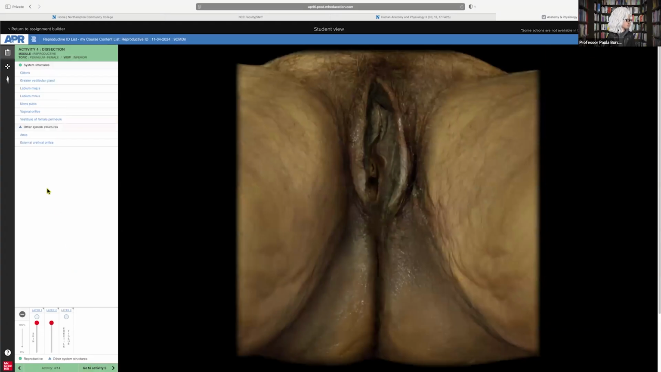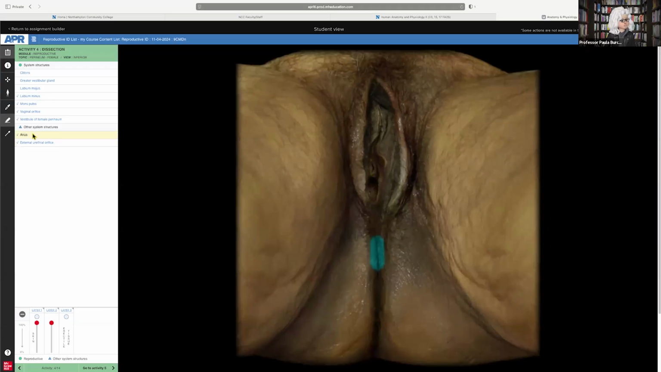This is looking at the external genitalia. Again, this is the mons pubis, that adipose tissue that is anterior to your pubic symphysis. The vestibule is going to be the area that is surrounded by the labium minus. And in the labium minus, you're going to have two orifices. You'll have a vaginal orifice, which is posterior to the external urethral orifice. So again, vaginal and the orifice for the urethra.